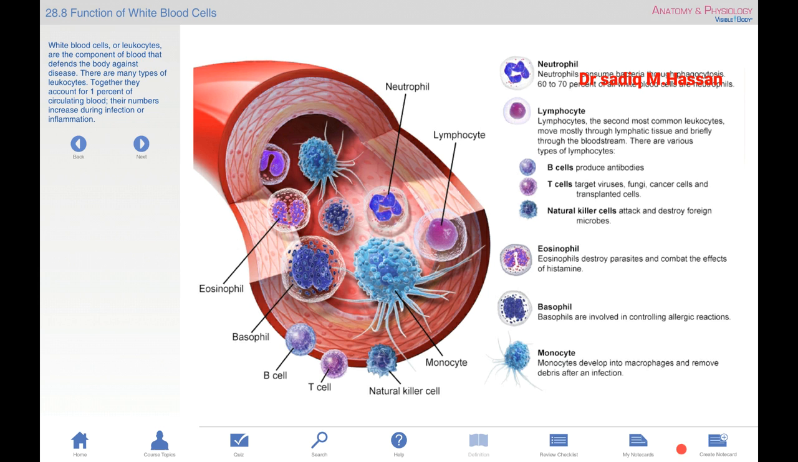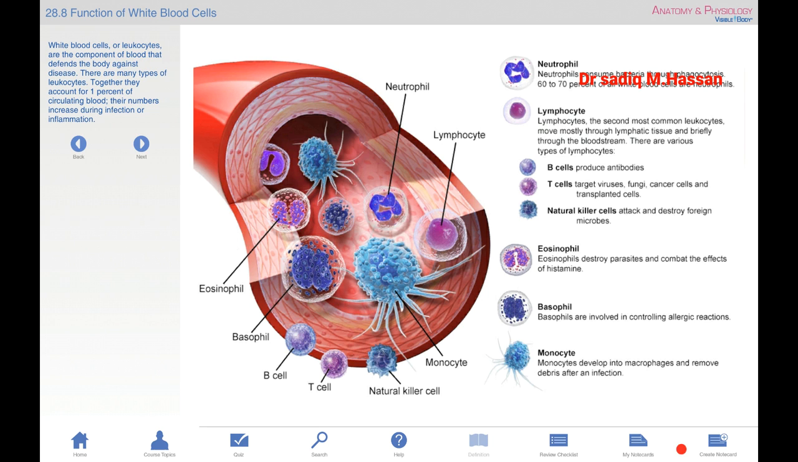Here you see a neutrophil. These are the blood cells. White blood cells, or leukocytes, are components that defend the body against diseases. There are many types of leukocytes. Together they account for only 1% of circulating blood, but 45% is RBC.